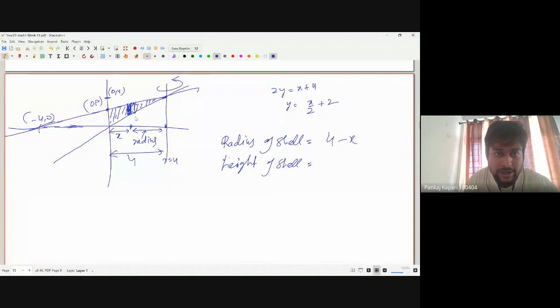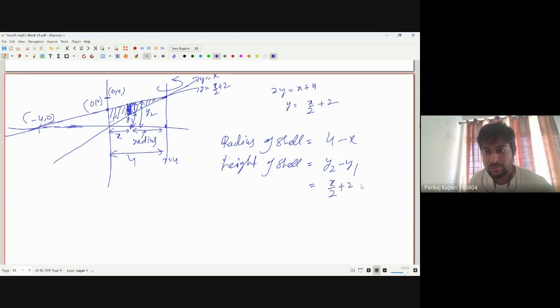Okay, so for finding height, we just calculate these two lengths. This length, let's call it y2, and this length, call it y1. So y1 is on the line y equal to x, and y2 we are getting from the line y equal to x by 2 plus 2. So height will be y2 minus y1, and y2 obviously is bigger than y1. So what is y2? It is x by 2 plus 2 minus x. So the height is 2 minus x by 2.